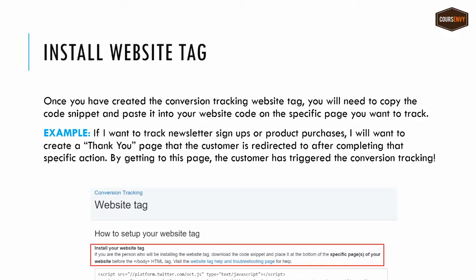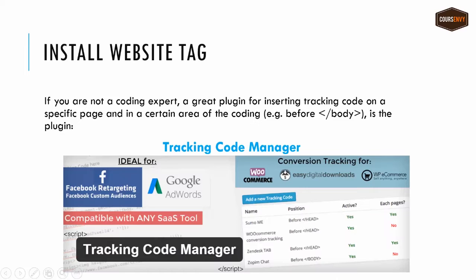So if you're not a coding expert, a great plugin for inserting this tracking code on any specific page is the plugin Tracking Code Manager. So as you can see, I have the name of the tracking code, the position I want it. Is it before the closing head tag? Is it before the closing body tag? Is it active? What pages do I want it on? It's a really quick way to install these tracking codes on specific pages on your WordPress website.